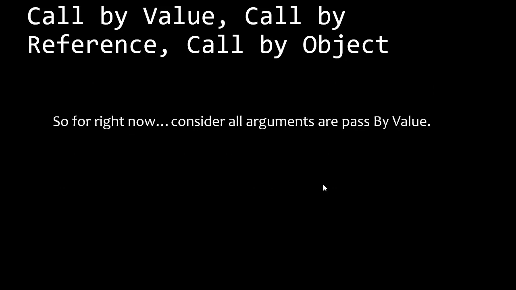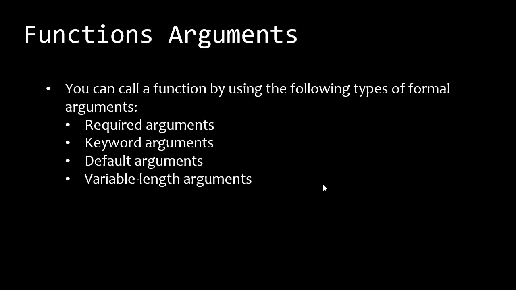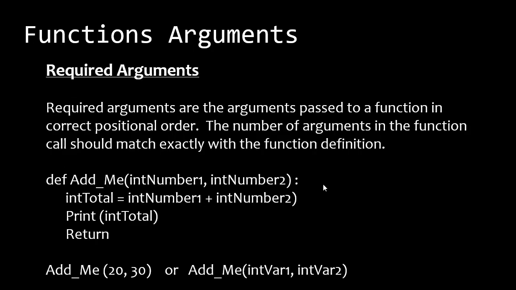All right, so for the most simplistic sake, all arguments are passed by value in Python. I think that's probably the easiest way. Function arguments: you can call a function by using the following types of formal arguments. Let's not make this any harder than it is. Required arguments, keyword arguments, default arguments, and variable length arguments. Let's talk about each of these as we go through it.